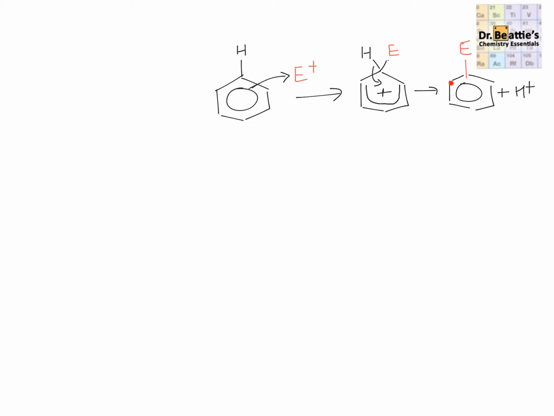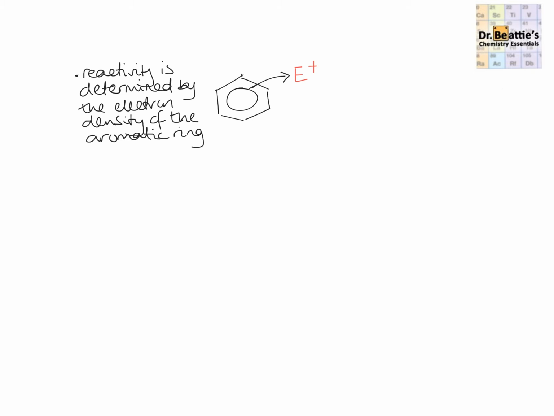So this second step is very fast because it wants to reform this delocalized system. On the other hand, the slower step is this step here, and it's all down to the electronics. So the amount of electron density here dictates how fast and how likely this is going to happen. So we're just going to focus in on this step. And so the reactivity can be changed by changing the amount of electrons here. And that is all dependent on what substituents you have around the benzene ring.